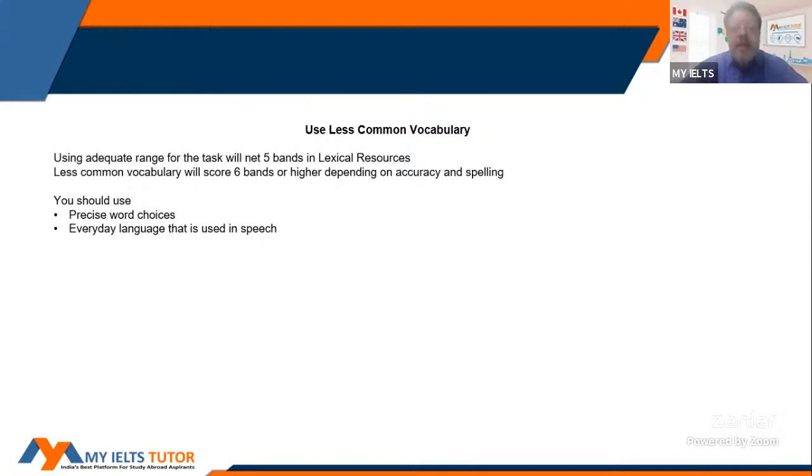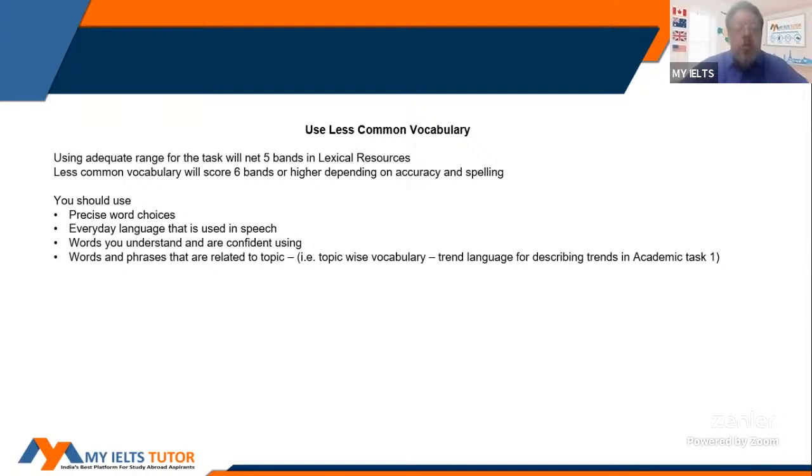And then you want to use everyday language that's used in speech. Now I'll go into what you shouldn't use, but you want to use everyday language. You don't want to use big technical words, for instance. And you want to use words that you understand and are confident using. And then you want to use words and phrases that are related to the topic, such as topic-wise vocabulary. Or if you have task 1 academic and you have a line chart describing a trend, you want to use trending language, for example.